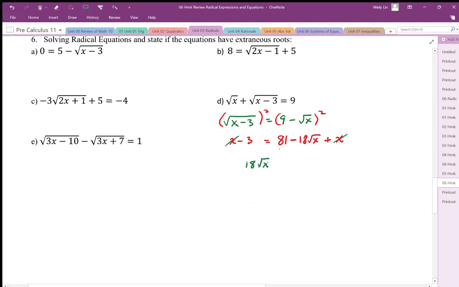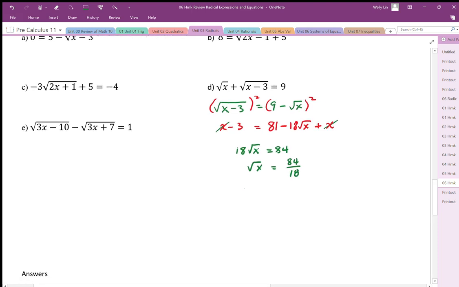I'm going to add 3 to both sides to get rid of that minus 3. So I end up with 84. And then dividing both sides, I end up with 84 over 18. Okay. And then finding a common factor here, I'm going to simplify this to square root.